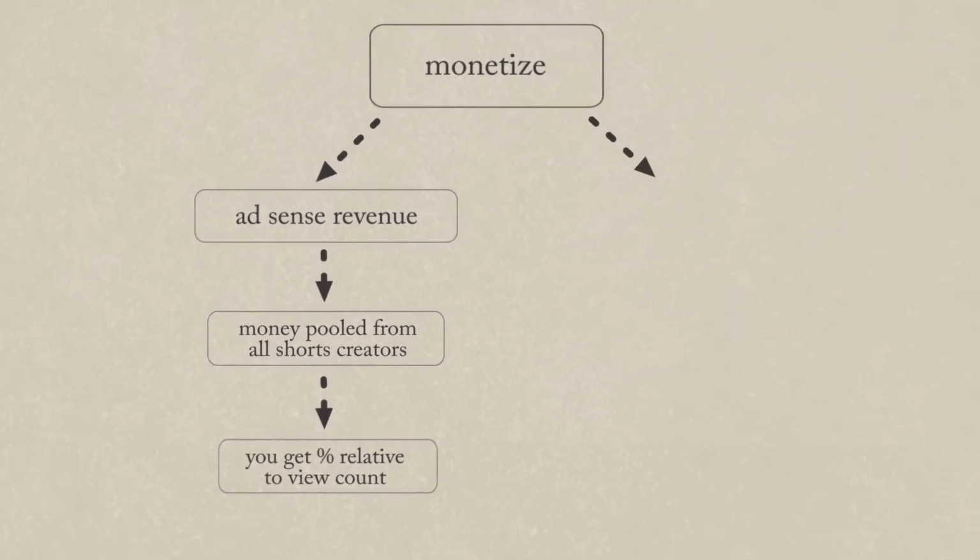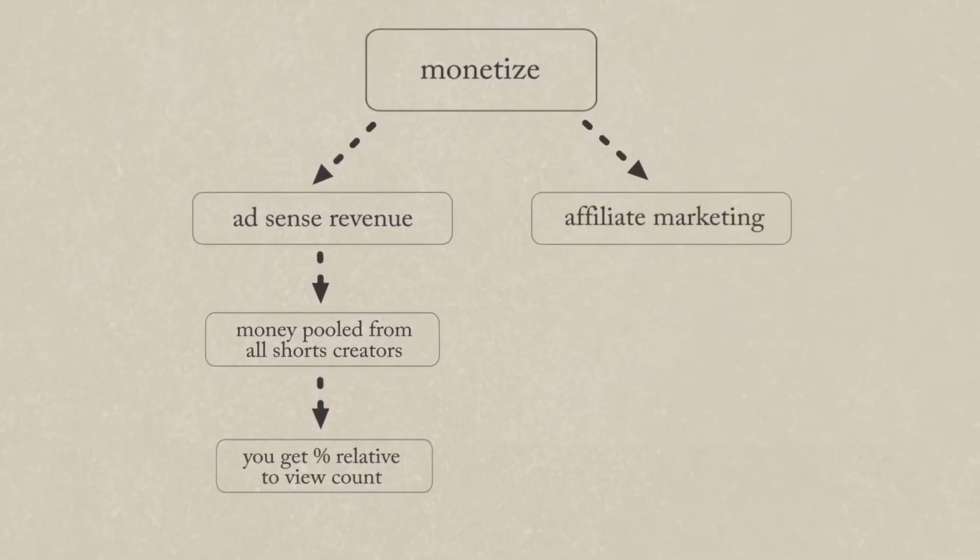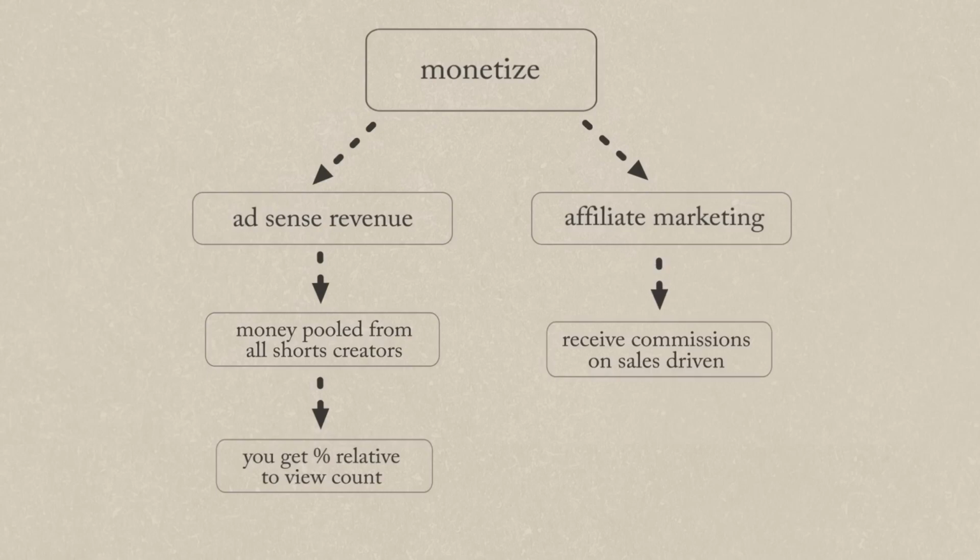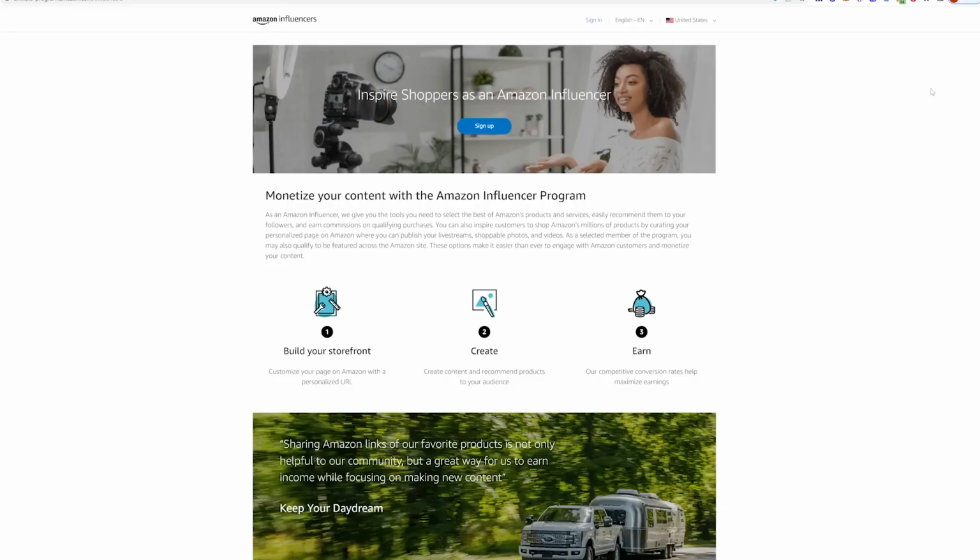Next, and typically more profitable than AdSense if done correctly, is affiliate marketing. I can do an entire video on this topic alone, but the basic premise is that once you get enough eyeballs, you can push products to your audience and receive commissions on the sales that you generate. Affiliate marketing comes in many shapes and forms, but the one that I found most effective is to actually become an affiliate partner under Amazon's influencer program.